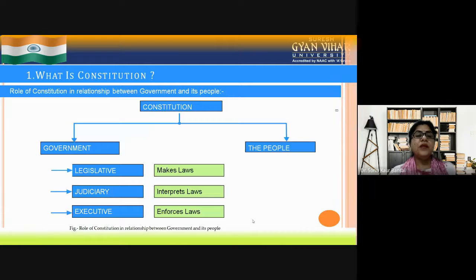Now, the role of constitution in the relationship between government and its people. We can see that in a very elaborate and interesting manner in the form of a flow chart. So let's have a look at that, students. So, government and the people. There are three parts of the government: legislative, judiciary, executive. And what does legislative do? Legislative makes laws for the people, and the laws are made according to the constitution.